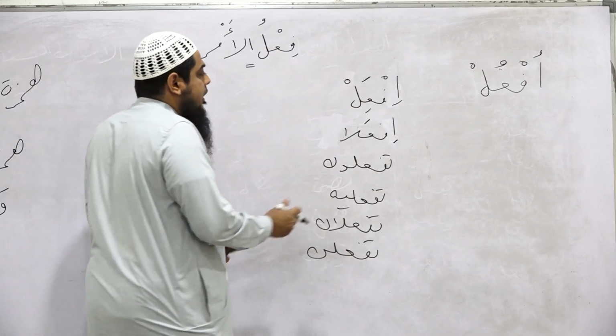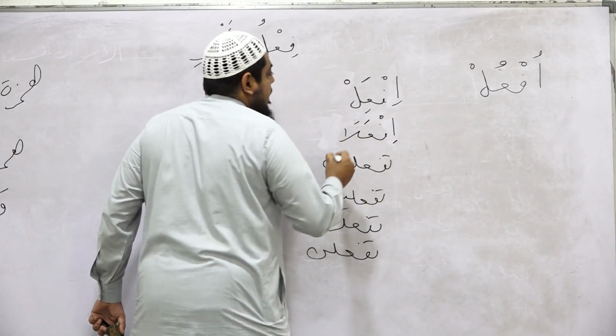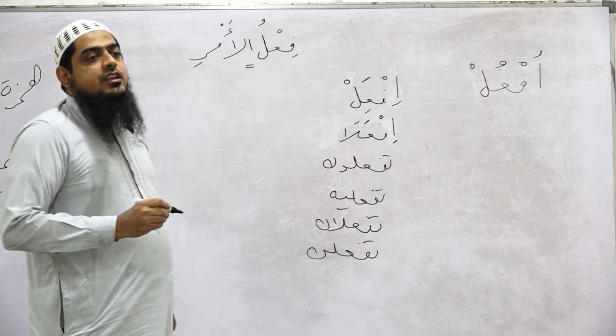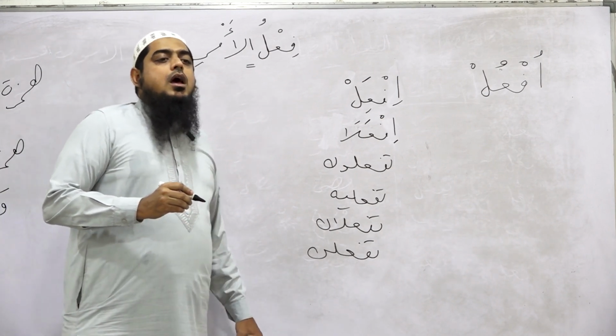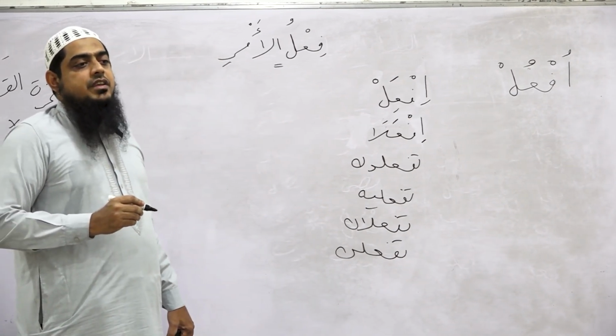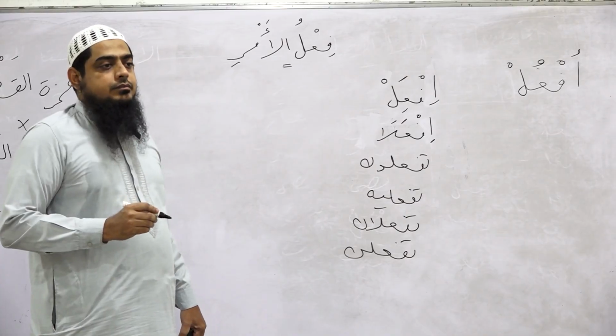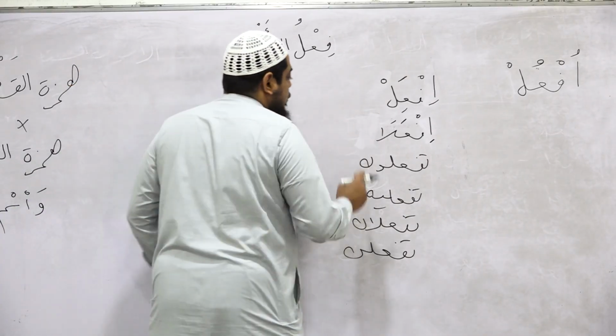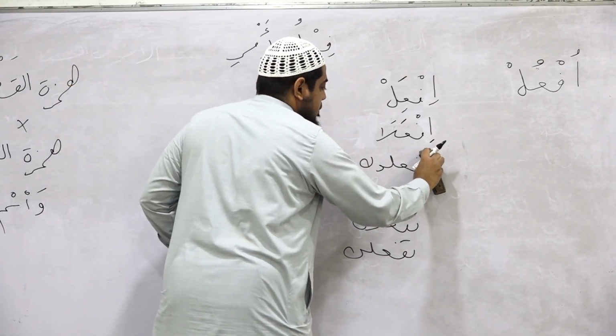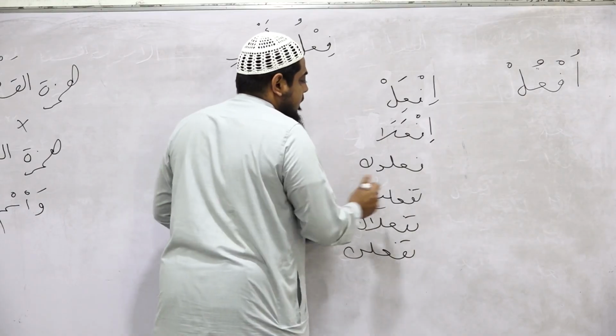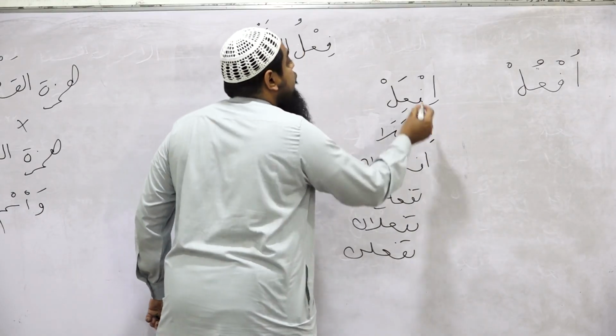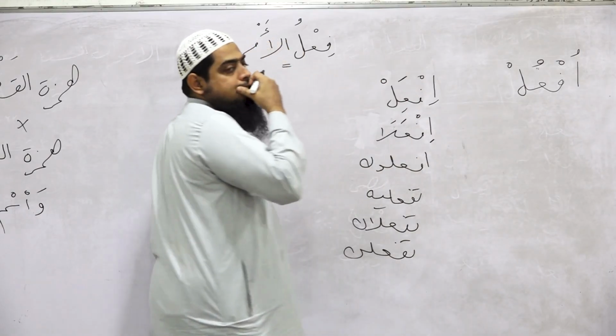Now it reminds of ijlis, ijlisa, idrib, uktub, isma'. This noon will go off. Again here, remove alamatul mudara'a and put alif. What if you have something over fa?